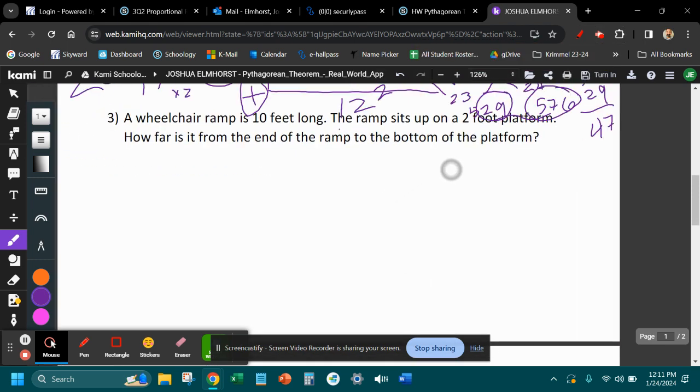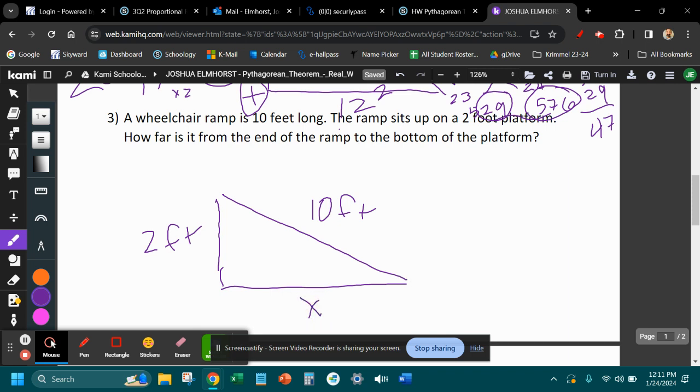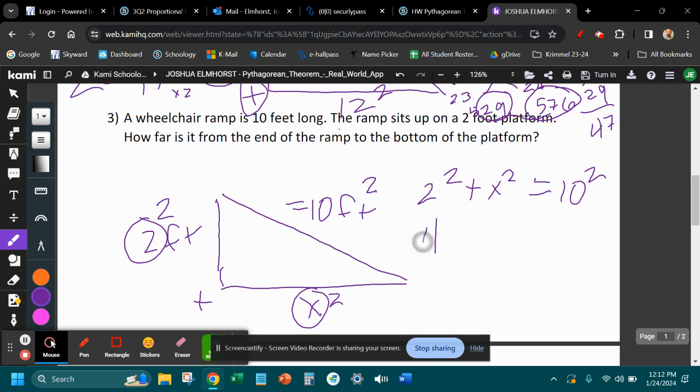Wheelchair ramp is 10 feet long. So we got a wheelchair ramp. The ramp is 10 feet. The ramp sits on top of a 2-foot platform, so it's sitting over here. That's 2 feet. How far is the end of the ramp from the bottom of the platform? So we have x. So we're going to square the first leg, square the second leg, and we're going to set that equal to the square of the hypotenuse. So you have 2 squared plus x squared is equal to 10 squared. So you have 4 plus x squared is equal to 100.